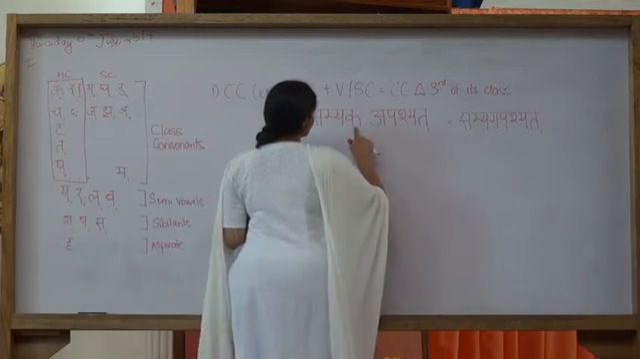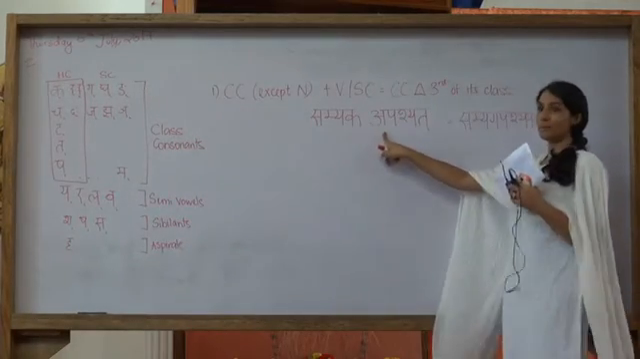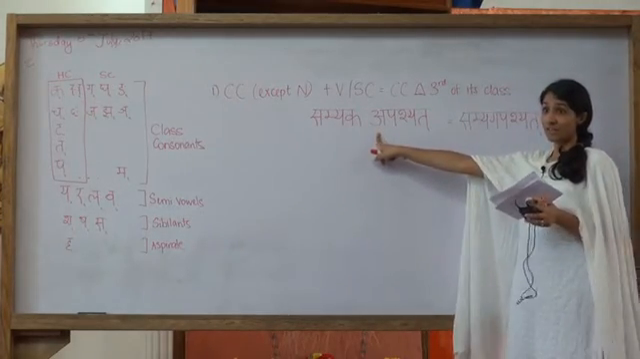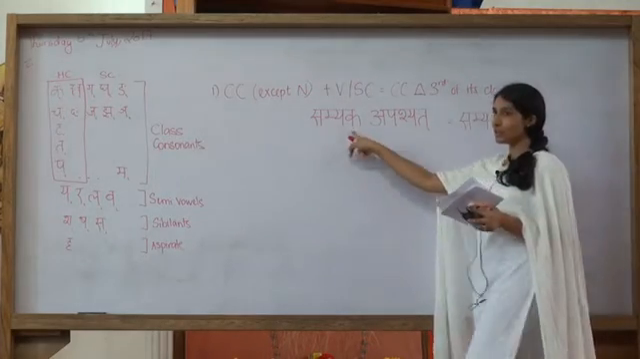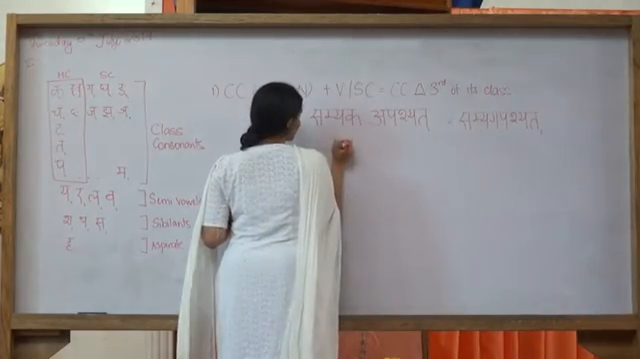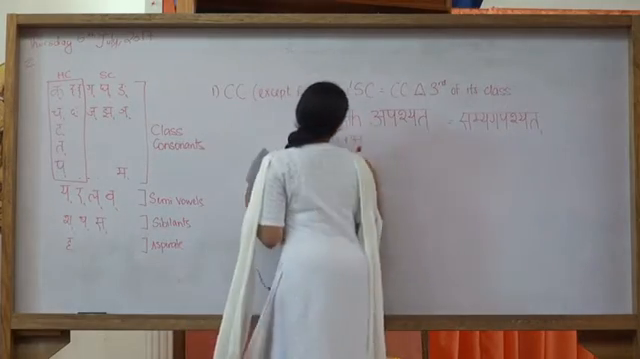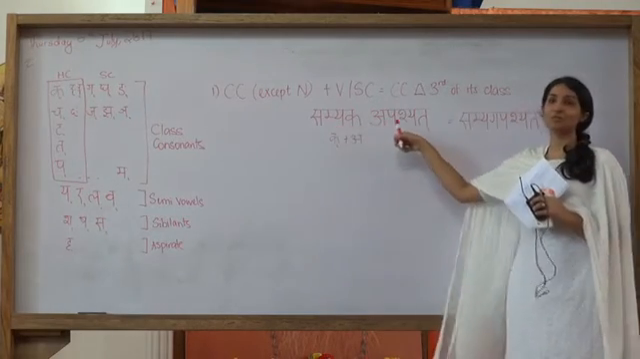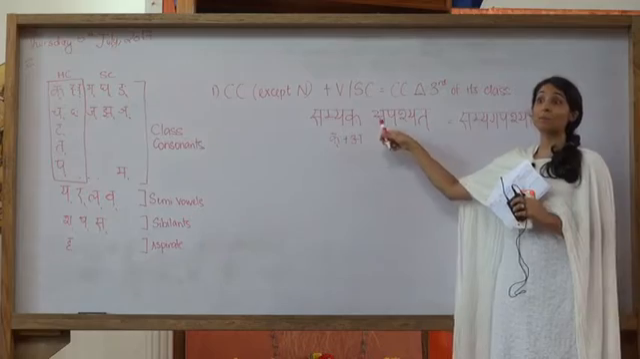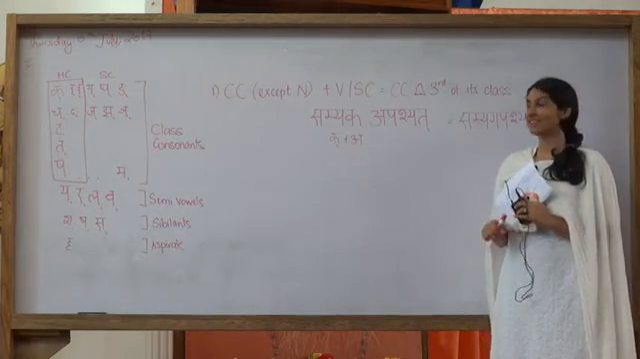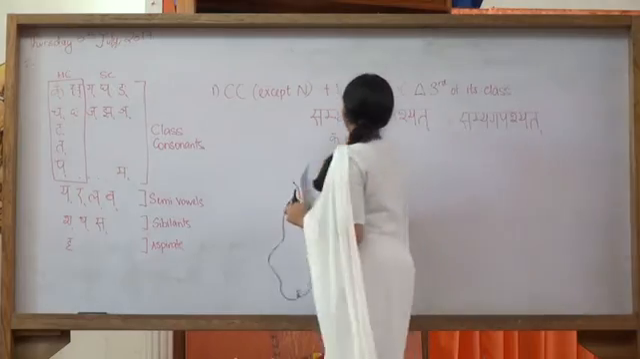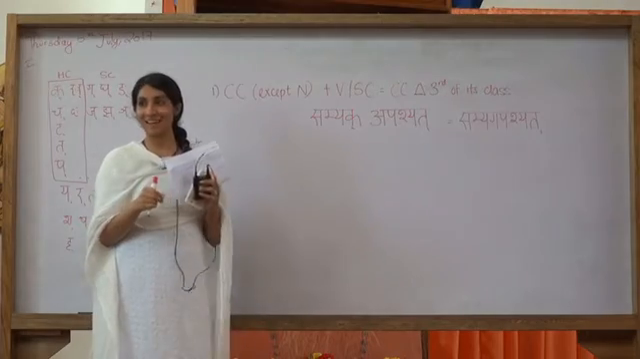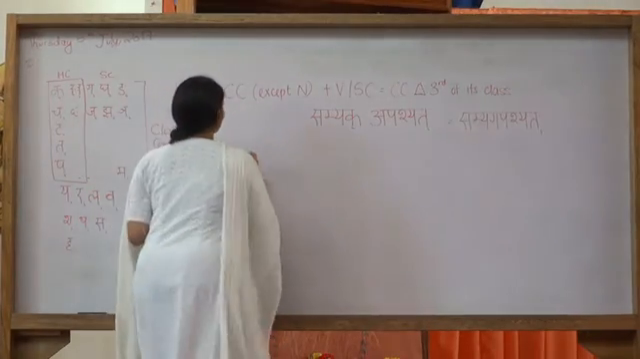So you tell me, if it was like this, samyaka apashyat, then it's no more a halant consonant meeting a vowel. Then the ka is actually what? It's ka halant plus a, right? So then this becomes a vowel sandhi. So then the answer of this would be samyaka pashyat. Because it's a halant here, the hal sandhi rule applies.